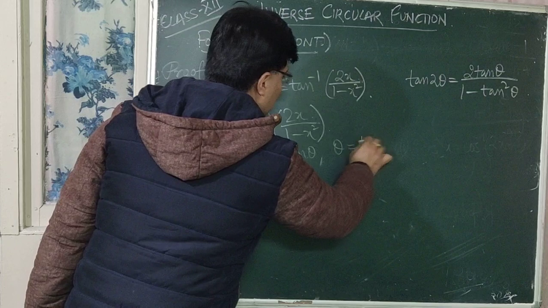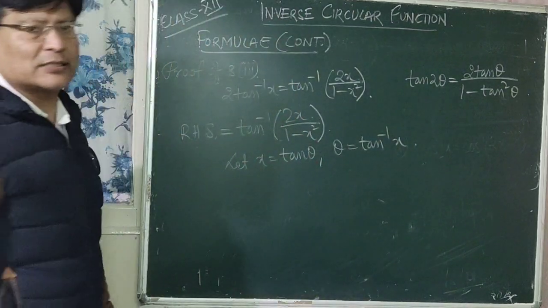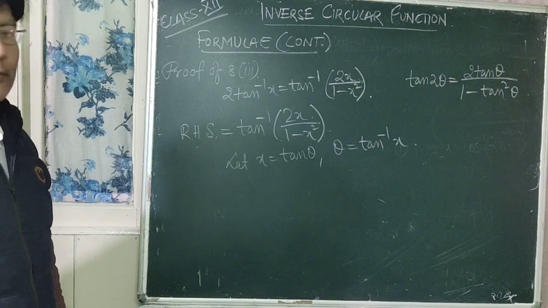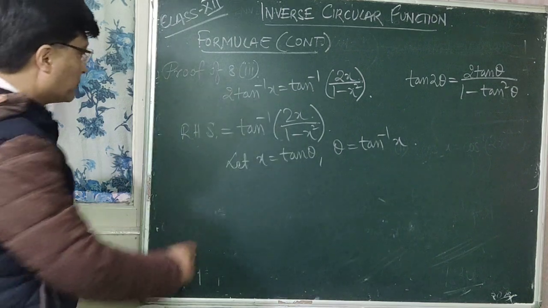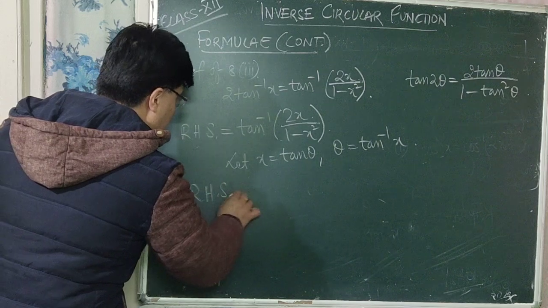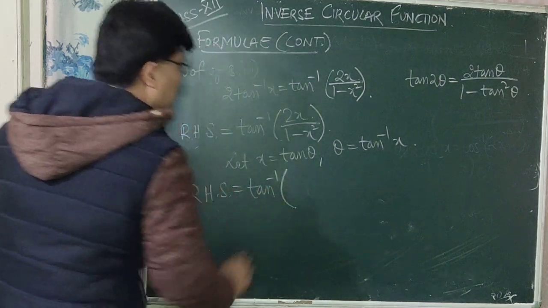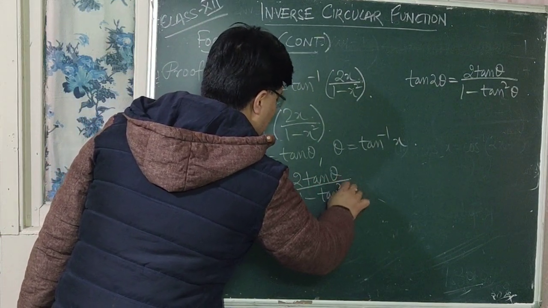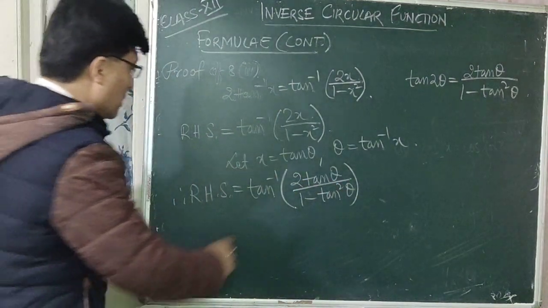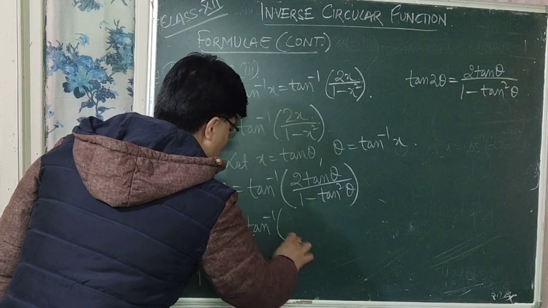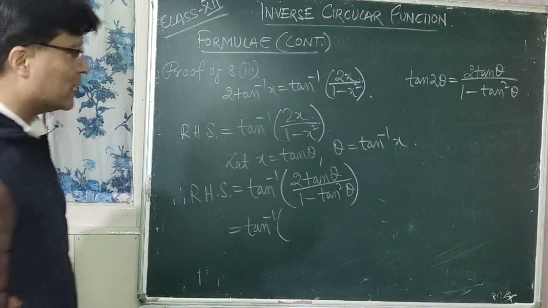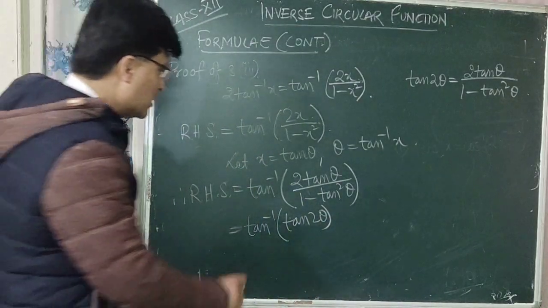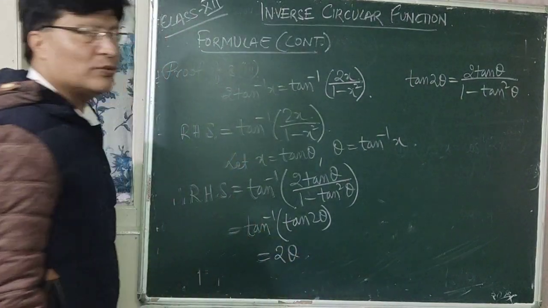So what is the value for theta now? So theta is equal to what? It is tan inverse x. Is it clear to all of you? As far as I think, you are understanding, right? So therefore RHS is equal to tan inverse 2 tan theta divided by 1 minus tan square theta. Okay? So which is equal to tan inverse within bracket, what is 2 tan theta upon 1 minus tan square theta? This is the formula for tan 2 theta. Right? What is tan inverse tan 2 theta? Which is equal to 2 theta.